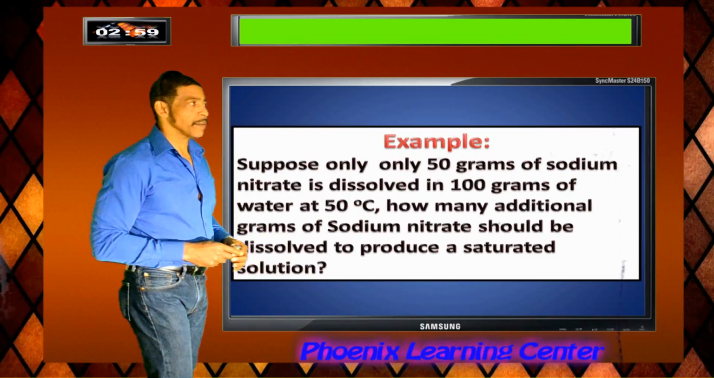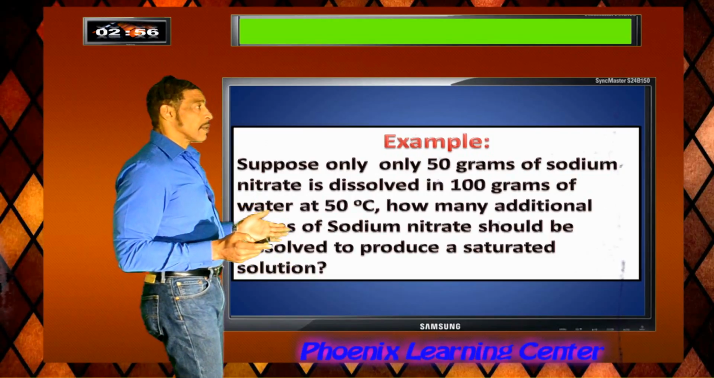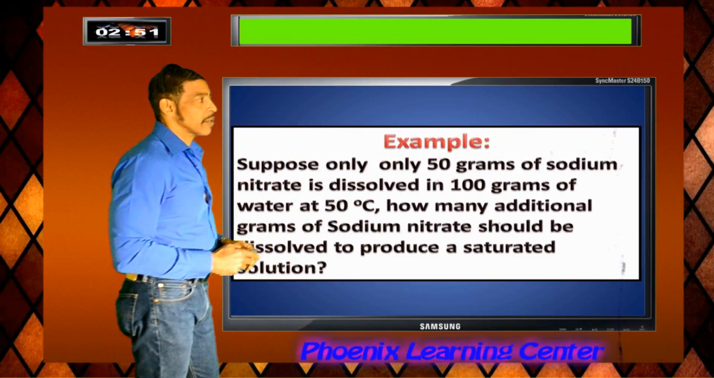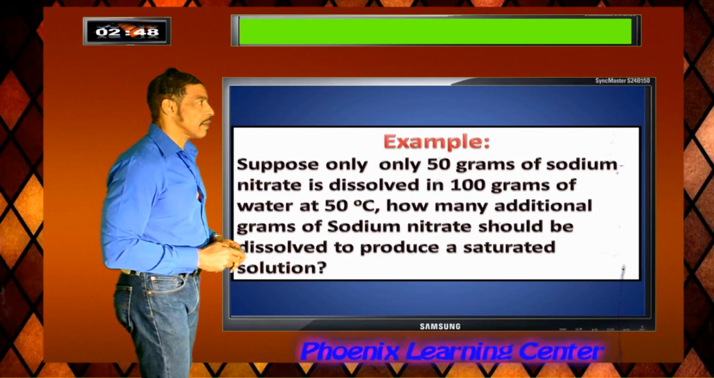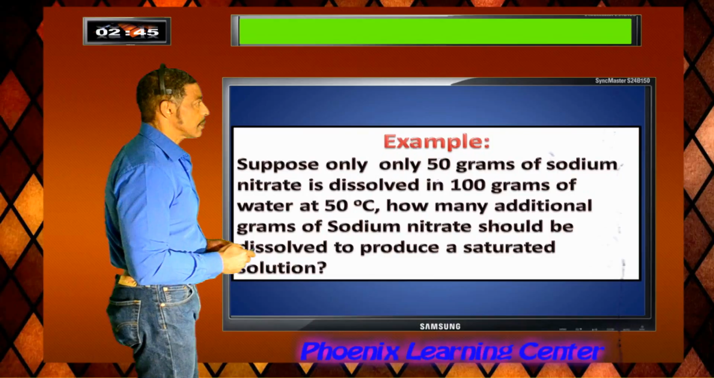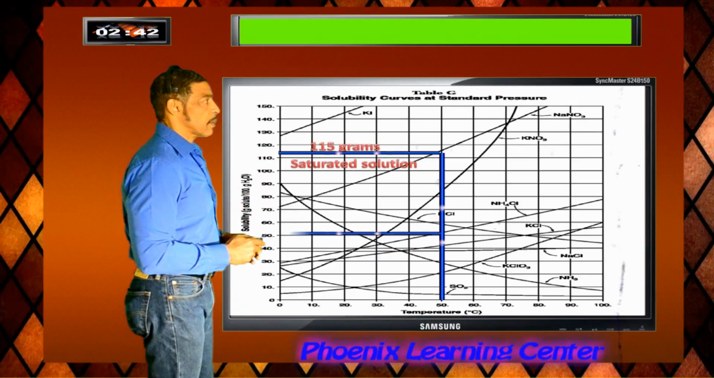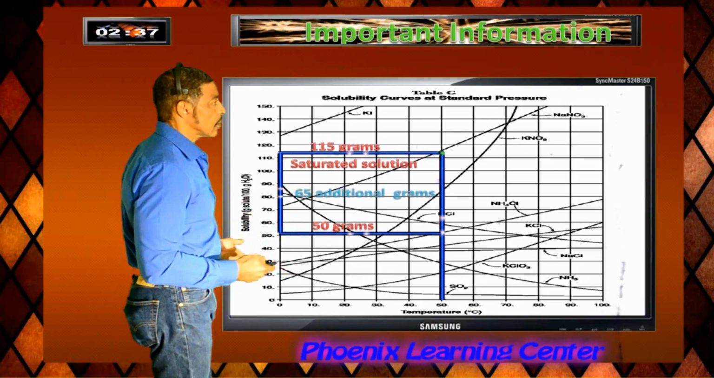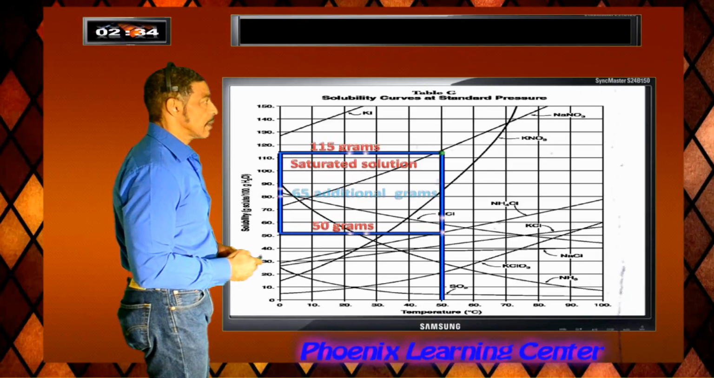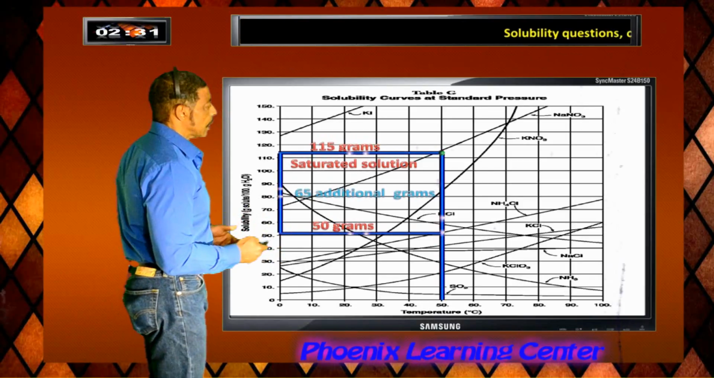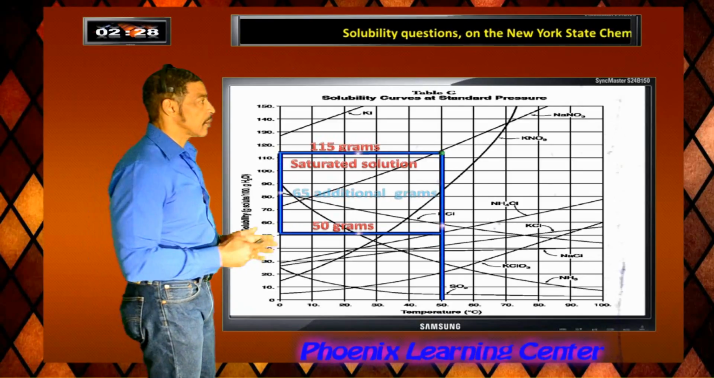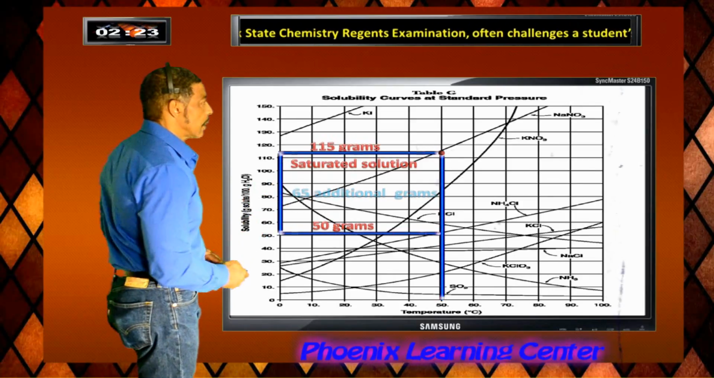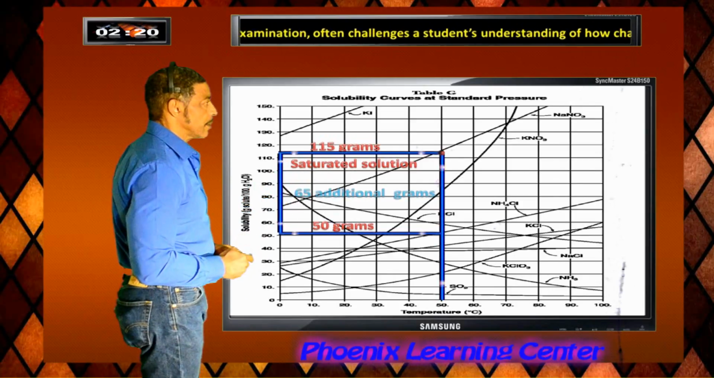Consider the next example. Suppose only 50 grams of sodium nitrate is dissolved in 100 grams of water at 50 degrees. How many additional grams of sodium nitrate should be dissolved to produce a saturated solution? From the previous example, we know that 115 grams of the compound will dissolve in 100 grams of water at 50 degrees. So simply subtract 50 grams from 115 grams to determine the additional amount required, and the additional amount will be 65 additional grams.